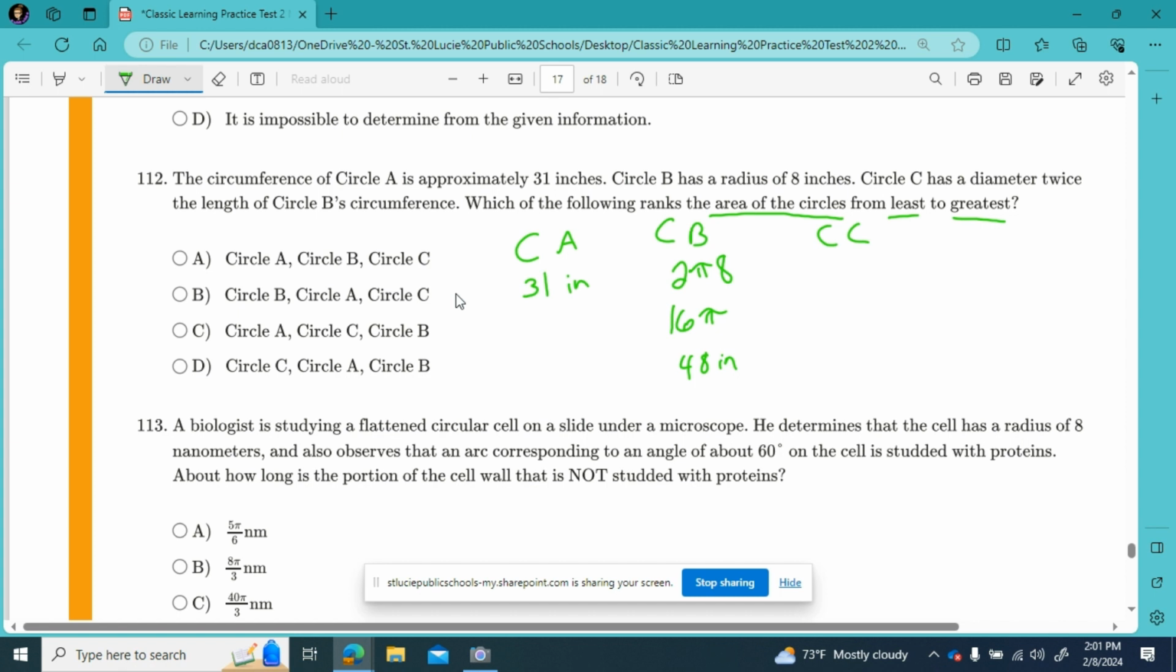So if the diameter is bigger than circle B's, then the circumference, if we're comparing circumferences, would be 2 times pi, and if the diameter is twice the size of circle B's circumference, then the radius would be about 48. So if we multiply that, it'd be huge. So they're already in order. A is the least, 31 is less than 48, and 48 is less than whatever you would get when you multiply all of this. So number 112, the answer is A.